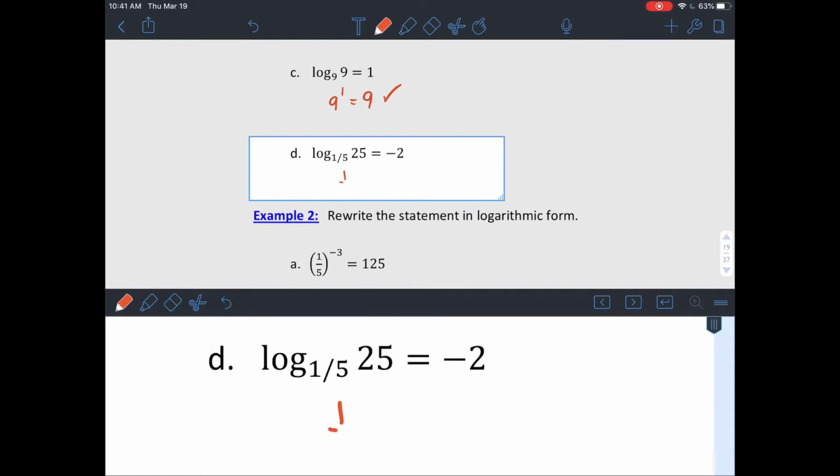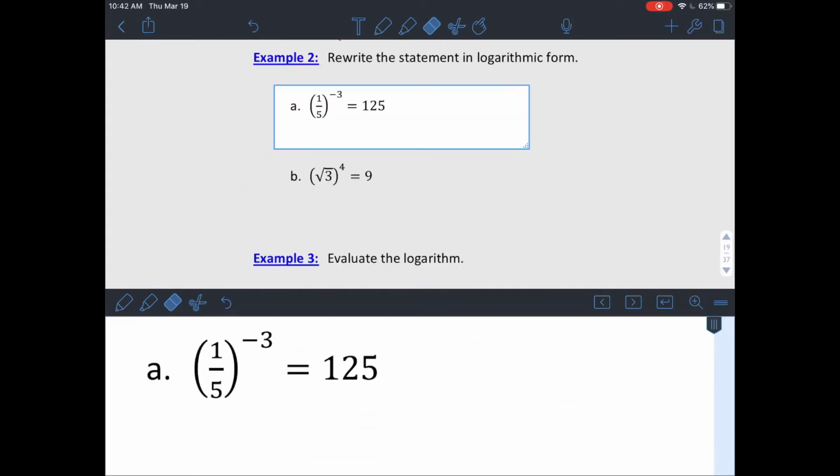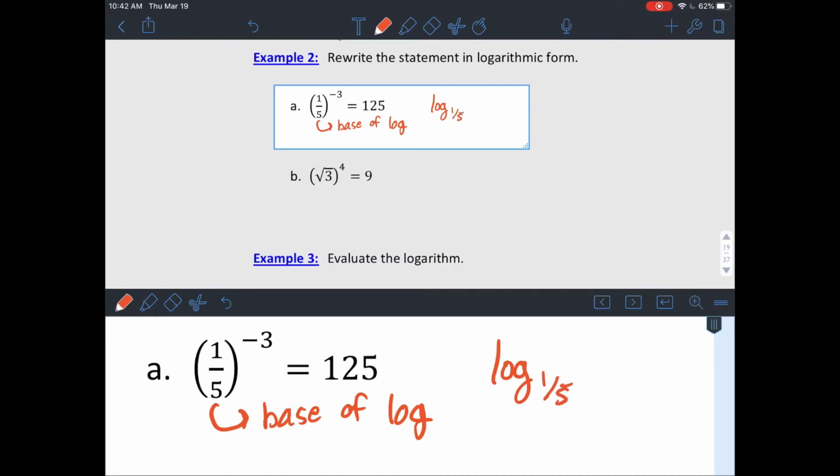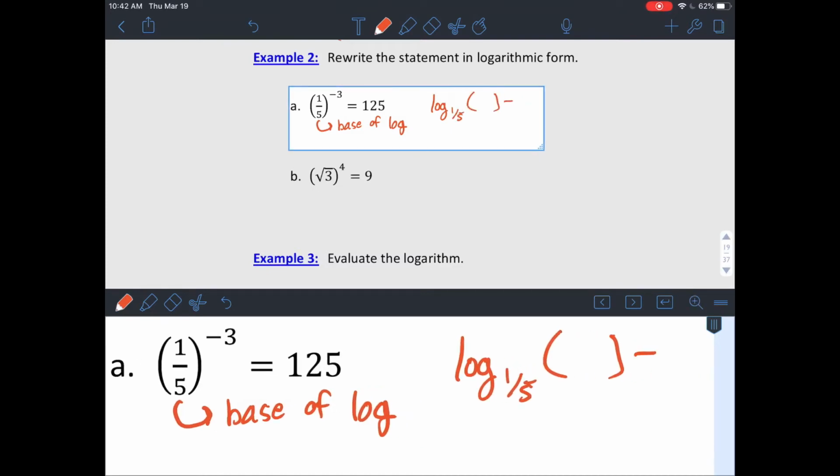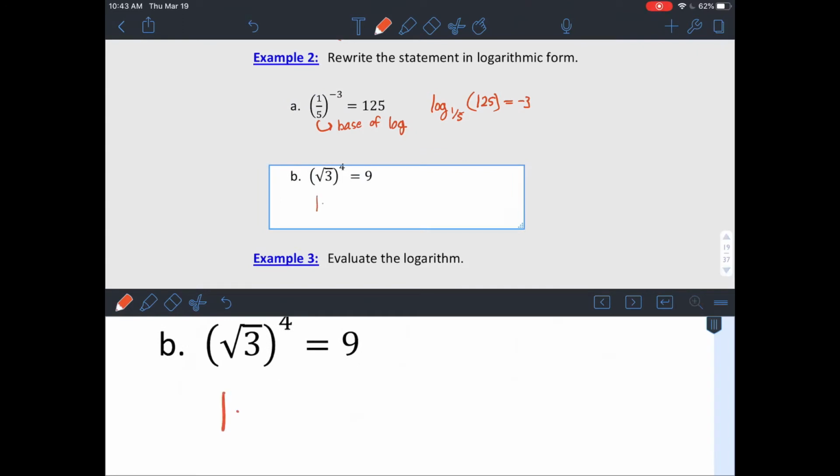And then log base 1/5 means my base has to be 1/5 on my exponential. If you raise that to the negative second, you get 25. You can go the other direction too. If you have an exponential equation of base 1/5, go ahead and write a logarithmic equation that has base 1/5. You know the log equals the exponent you're raising 1/5 to, and the value inside should be 125. This one's a little bit messy, but the base of my exponential is square root 3. So I'll have log base square root 3 equals my exponent of 4, 9 inside.